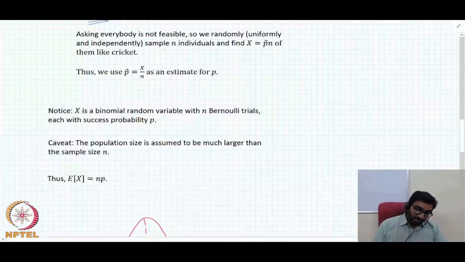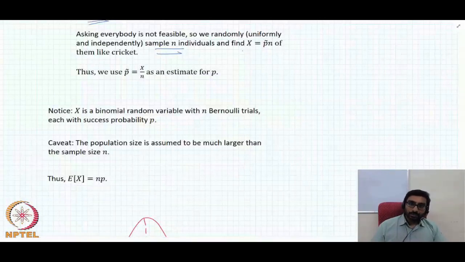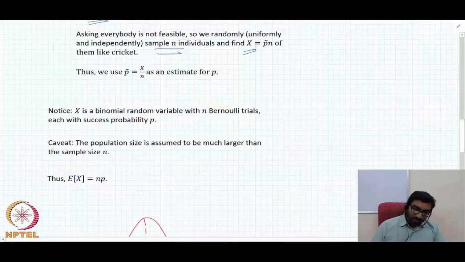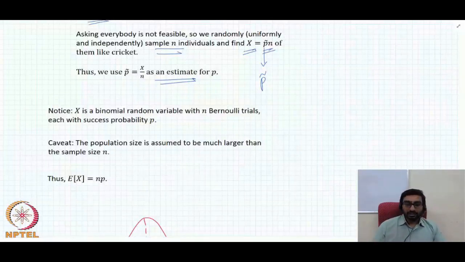So we're going to be sampling n individuals. Based on the sampling that we do, we will get a certain number of people who will respond saying, "Oh yes, I like cricket," and that is this random variable x. That x is going to be some fraction of n. That fraction is this p tilde. Now we're going to use p tilde as an estimate for p. It's not going to be p perfectly, but it's going to be an approximation or a good estimate of p.